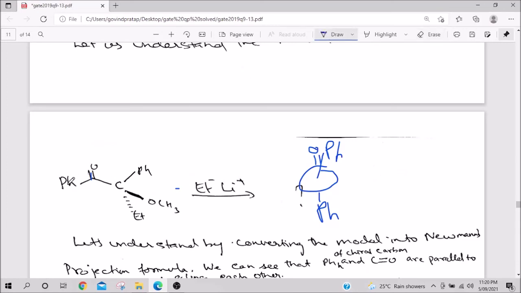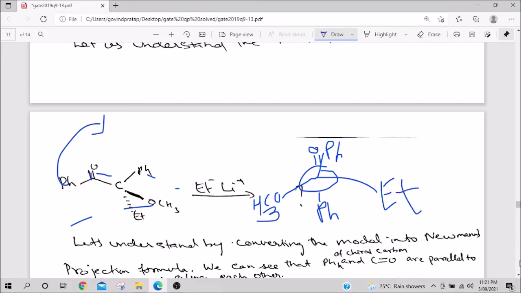What I have done is I have caught this Ph and pushed it behind 90 degrees, so that you are seeing from the front outside the screen. In front of your eyes you see Ph, and behind Ph you see C double bond O. That is why I have drawn C double bond O, Ph in front, and this Ph going behind, which I have drawn here. Now, from the front I am seeing Ph. So, when I am seeing from the front, I am seeing this OCH3 this side. So, I am going to draw OCH3 this side, and Et on the left side.